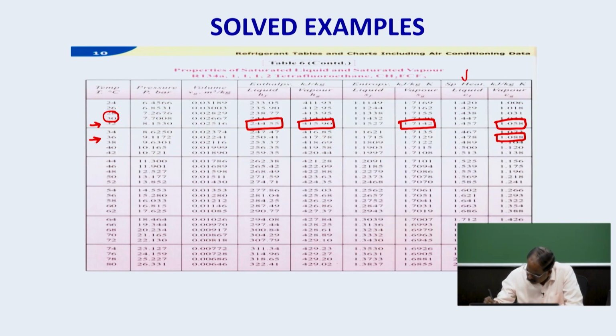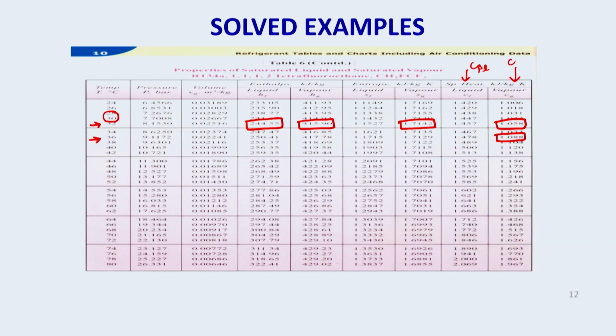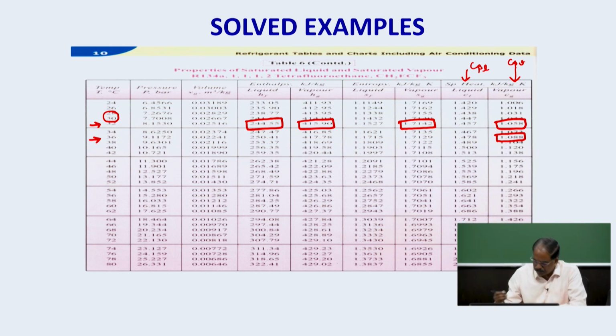This is the Cp of liquid, and the last column is Cp of vapor. We have got values for even numbers 28, 30. So the estimated temperature is 29, and we need to take the average of these two values. Let me round off this one. So the average of these two values.